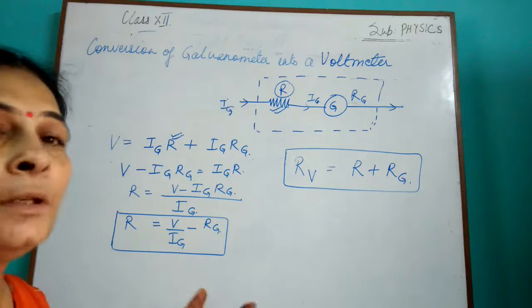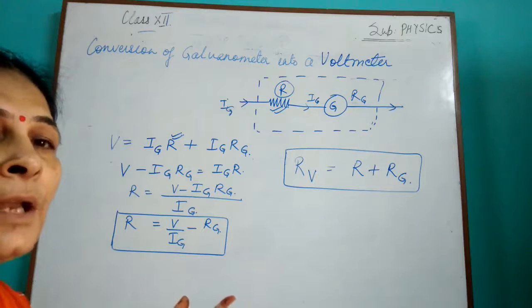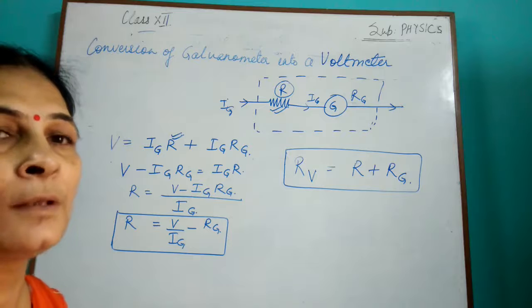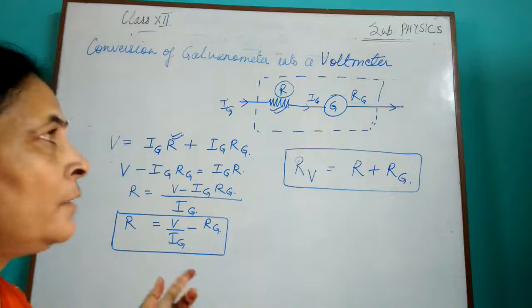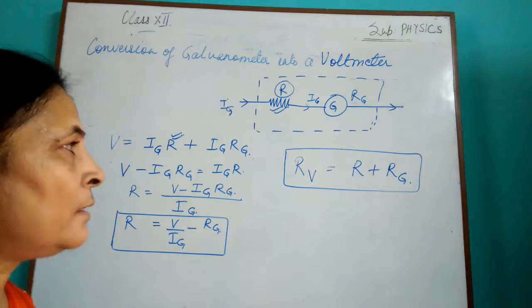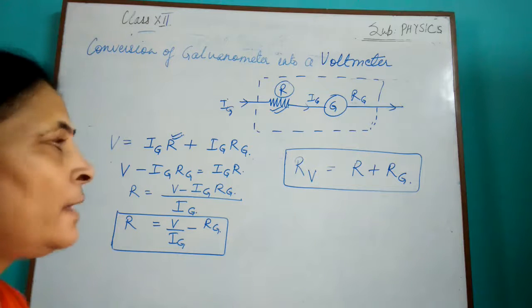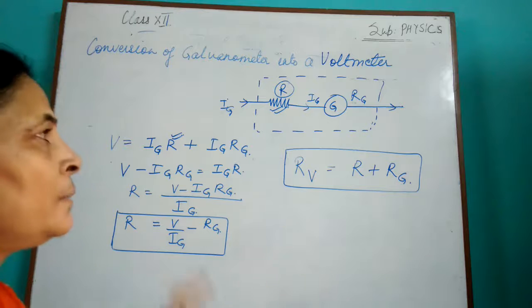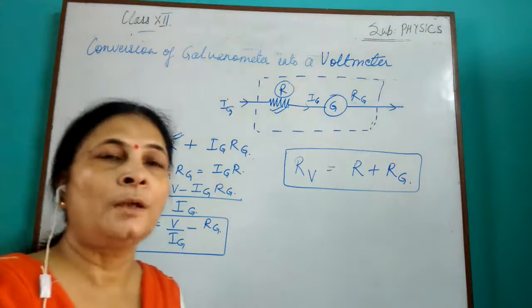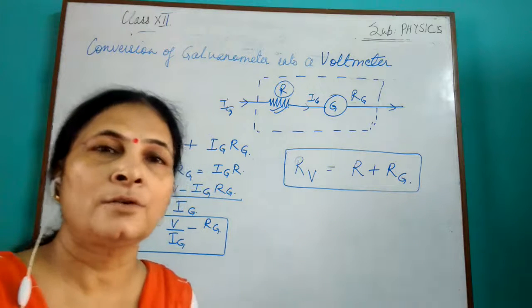You can do the two questions given in the NCERT book, that is the last questions of the NCERT book. One is of the conversion into an ammeter and another is conversion into a voltmeter. So those two numericals you do, and this much portion you complete today. We'll be starting electromagnetic induction tomorrow.